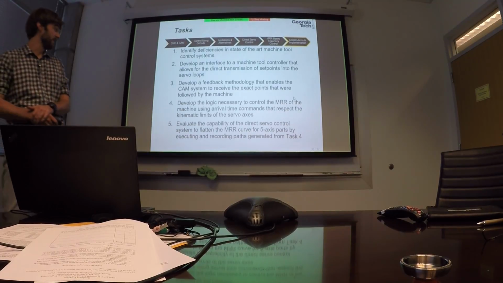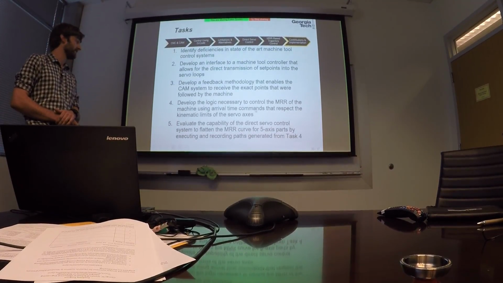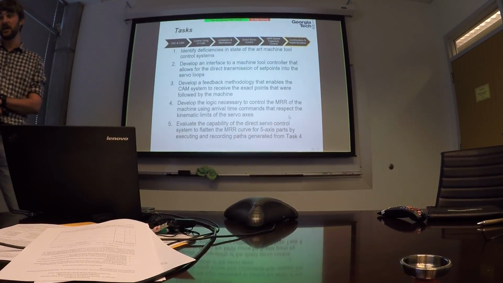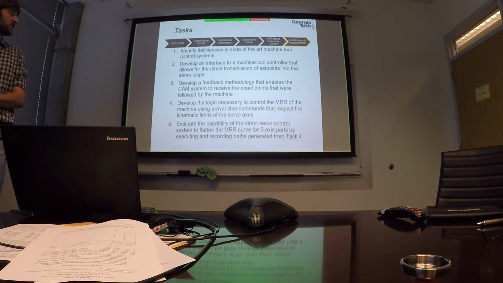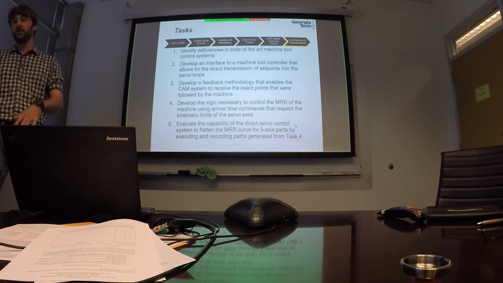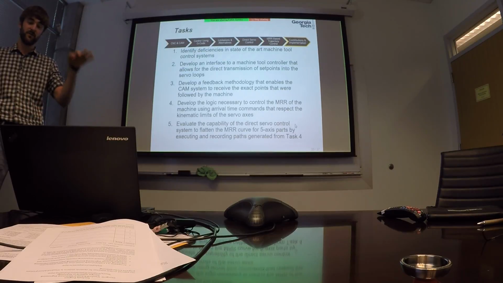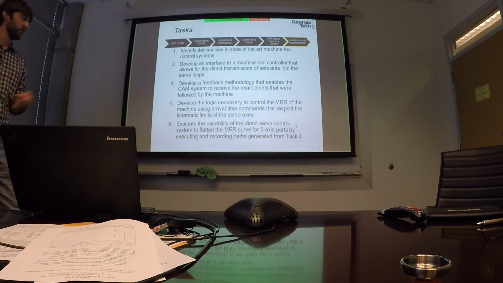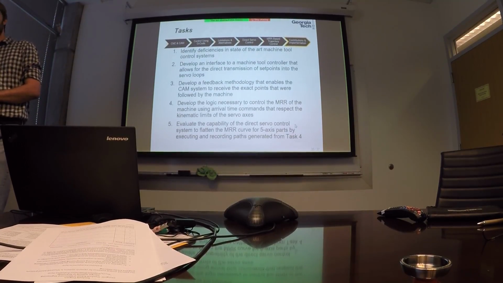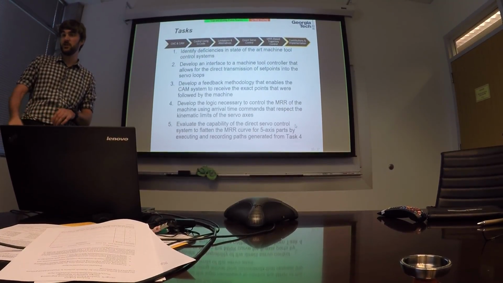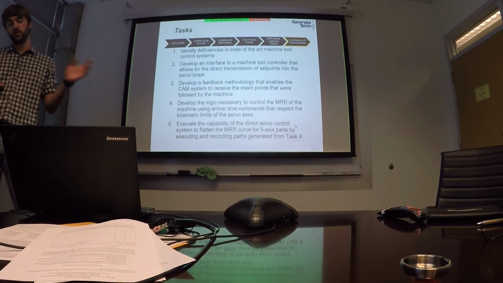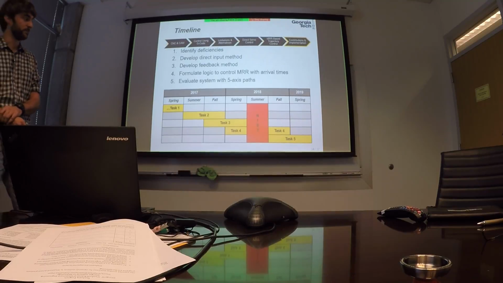This time we will multiply by s cubed using the arrival time commands and also respecting the kinematic limits of the servo axes. And finally, we will evaluate the capability of this direct servo control system to what is called flatten the MRR curve, or get rid of the peaks and valleys so that we can run the tooling at its red line, so to speak. We will do this by evaluating complex tool paths such as some of the part models that I've been passing around that were originally done with G-code. We can do them with this system and see how well they perform.